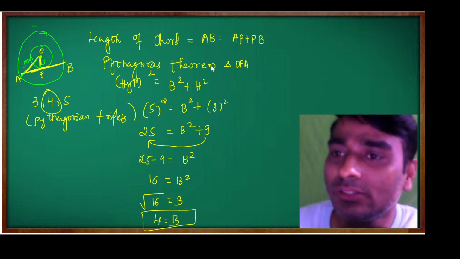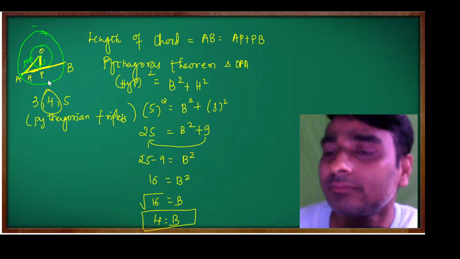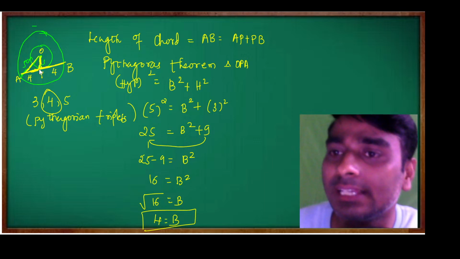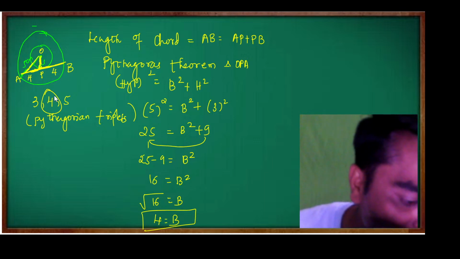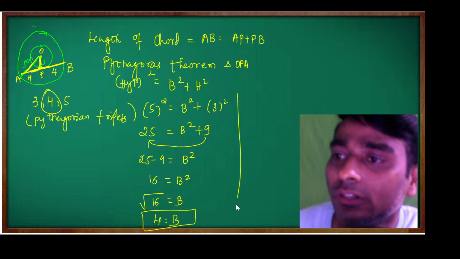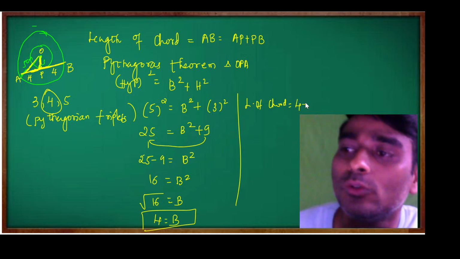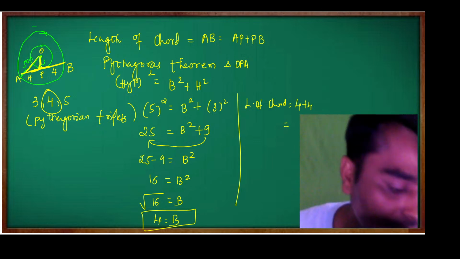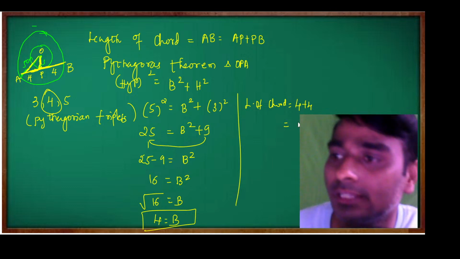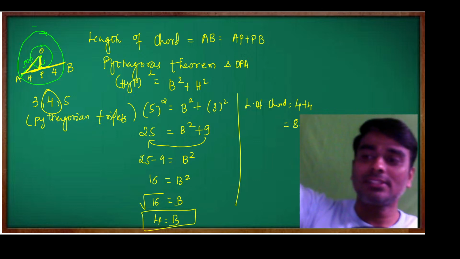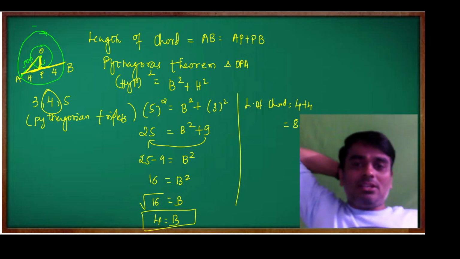So once you got this 4, now how much will this be? That will also be 4, because P is what? Midpoint, correct? Therefore length of chord will be 4 plus 4, that is 8 what? 8 centimeter. Yes, 8 centimeter. Bingo, you are done. Simple, 3 marks.